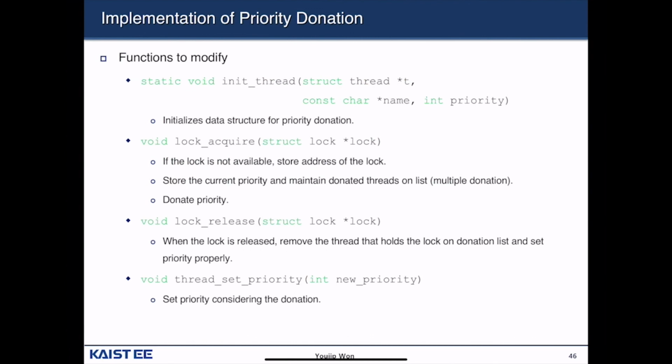These are the functions you modify in priority donation. You have to modify the init thread data structure, and you also have to modify lock acquire, lock release, and set priority. In lock acquire, if the lock is not available, you have to store the address of the lock. You have to store the current priority and maintain the donating threads on the list. And then you have to donate the priority. When the lock is released, you have to remove the threads that hold the lock from the donation list, and you have to update the priority properly. And also, when you set the priority, you have to set the priority considering the donation. So those are the things you have to modify.